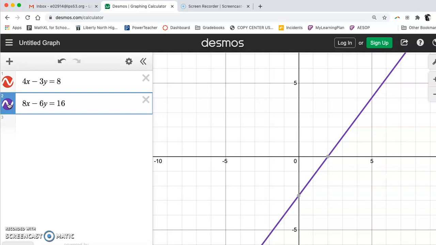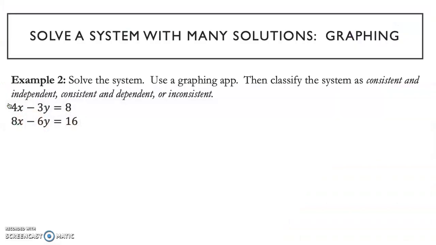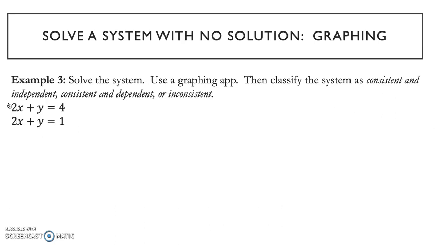So now we have a system that has many solutions. We say infinitely many solutions. Since it does have at least one solution, we say it's consistent, but since the lines are not distinct, then we say it is a dependent system.